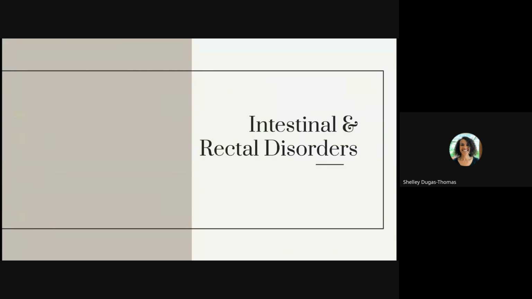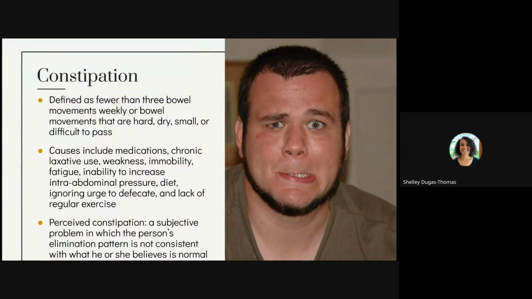So now we're going to look at intestinal and rectal disorders. So constipation is complex and multifactorial, resulting from disruptions in coordinated neuromuscular and secretory functions rather than a single cause. Normal bowel movements require precise coordination of reflexes, muscle relaxation, and pressure changes.